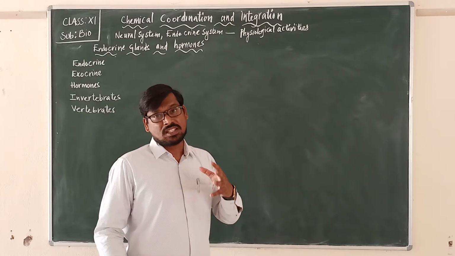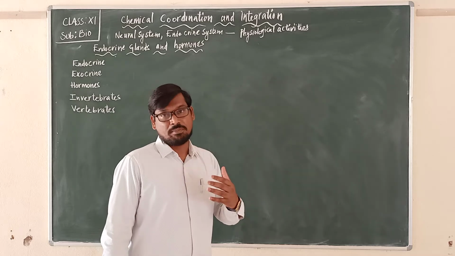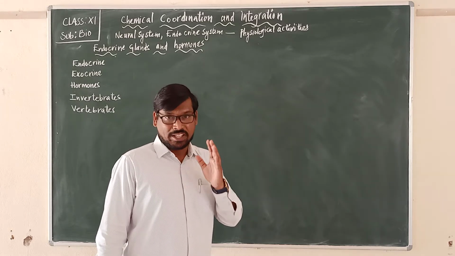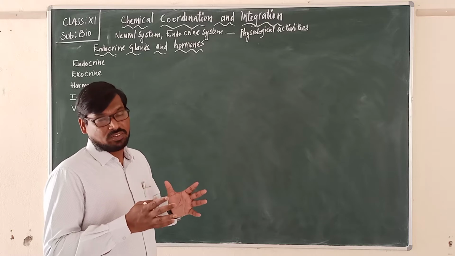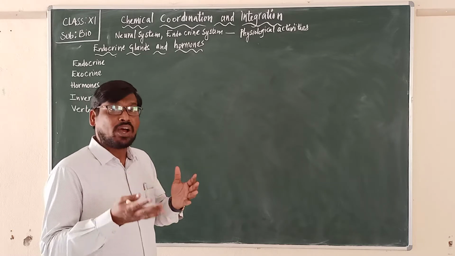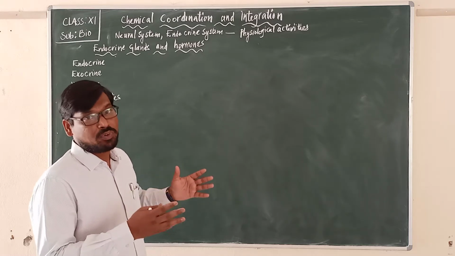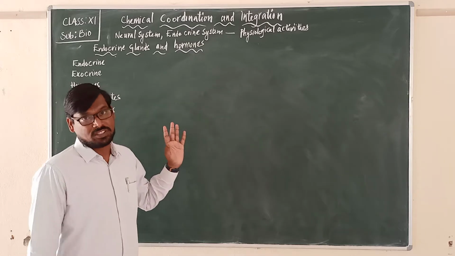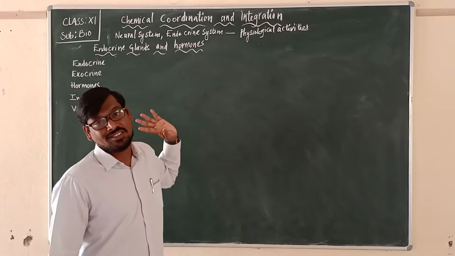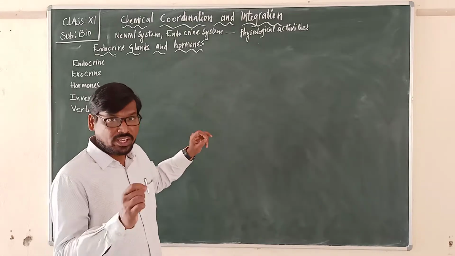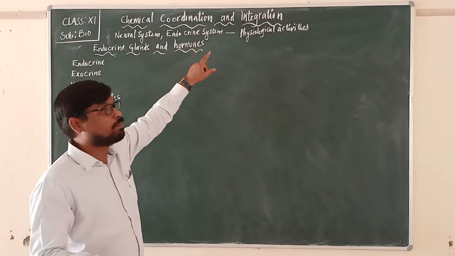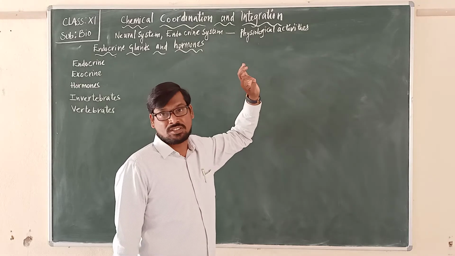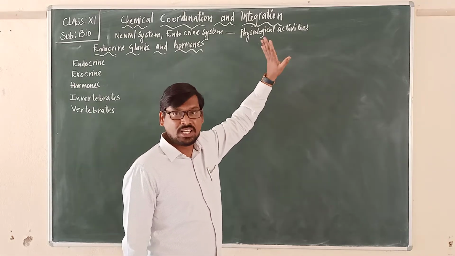But the messages carried by the nervous system are very short-lived. So in order to bring about these physiological activities continuously, there is another system jointly performing them, and that is the endocrine system. The neural system and the endocrine system jointly bring about the physiological activities.